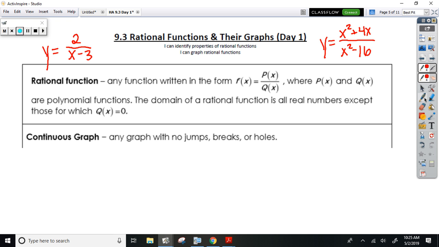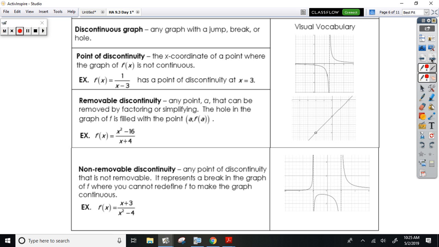Continuous graphs are graphs that have no jumps, breaks, or holes. So, like when we did parabolas, that would be an example of a continuous graph because it didn't have anything that was being skipped. When we're doing discontinuous graphs, obviously those have a jump, break, or a hole, and you can see 3 visually of what we're looking at. The first one is a point of discontinuity that we've been looking at, an asymptote. This would be a vertical asymptote.